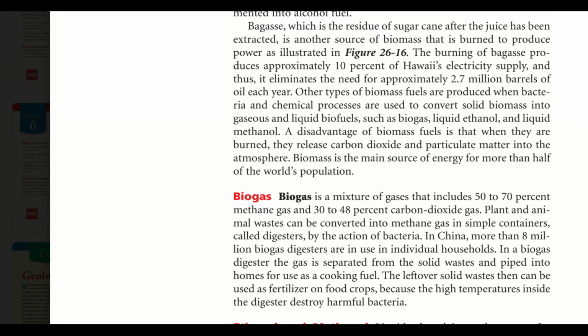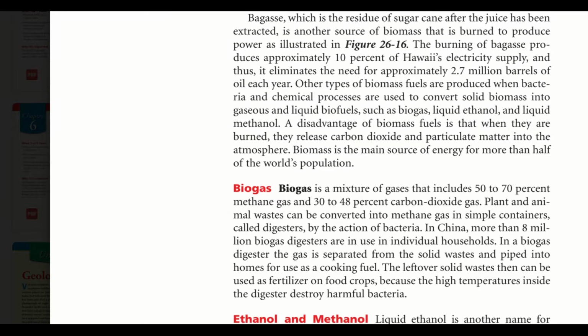Bagasse, which is the residue of sugar cane after the juice has been extracted, is another source of biomass that is burned to produce power, as illustrated in Figure 26:16. The burning of bagasse produces approximately 10% of Hawaii's electricity supply, and thus it eliminates the need for approximately 2.7 million barrels of oil each year.